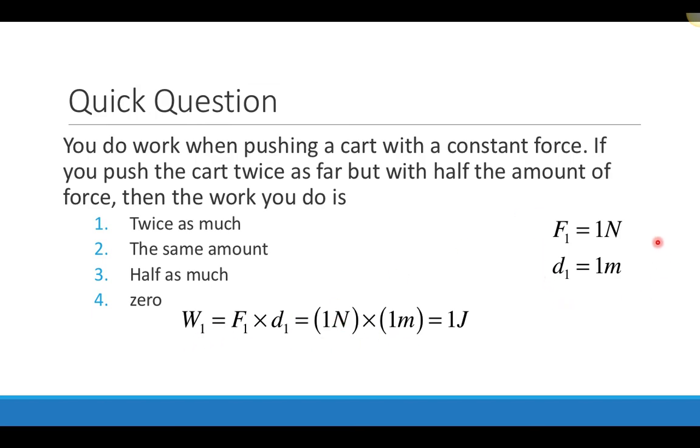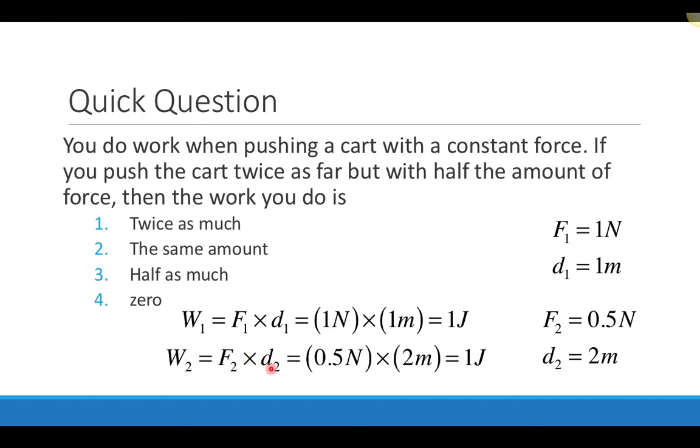So the work in the first case would be the force times the distance, which would be 1 joule. But now we push the cart twice as far, right? So the distance is twice as big, but with half the amount of force, so only 0.5 newtons. And we could calculate the work here, force times distance is also going to give us 1 joule. So we've increased the distance but decreased the force, and because work is force times distance, if you increase one by a certain amount and decrease the other by the same amount, then the amount of work is going to stay the same.